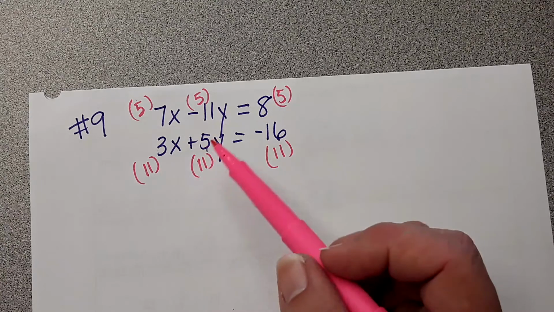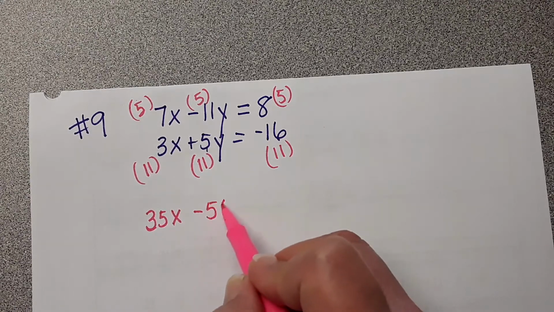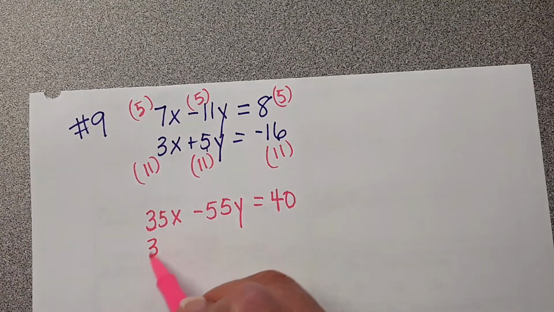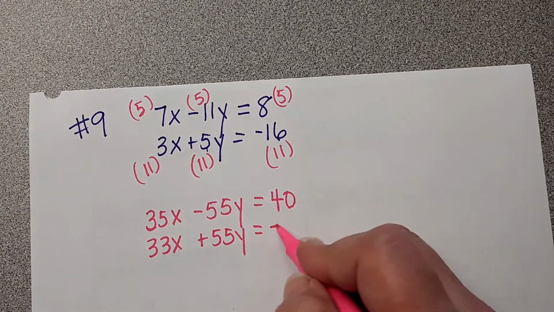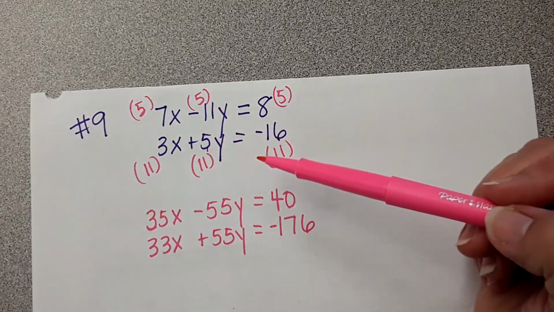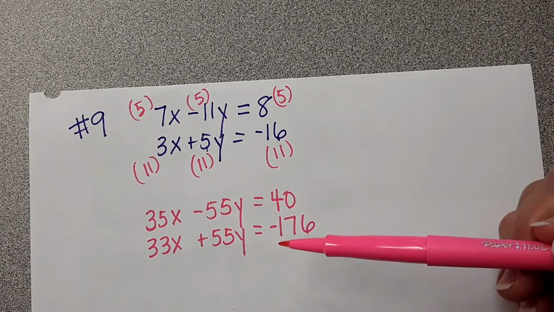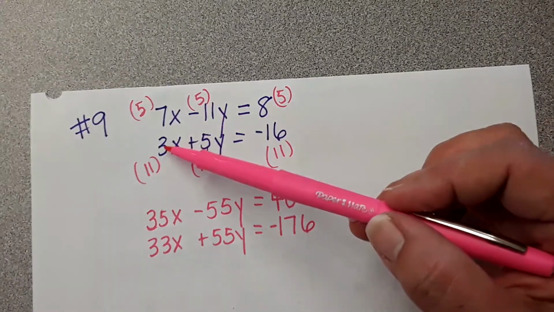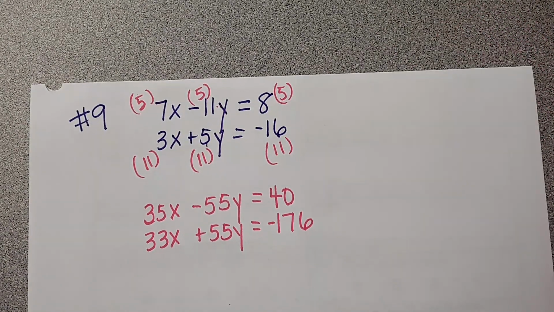And now I'm going to rewrite my new equation. So this new equation would be 35x minus 55y equals 40. The bottom equation would be 33x plus 55y equals negative 176. So again, I decided that I'm going to eliminate the y's. So the x's are different, the y's are the same. And the y's should be the same because I decided to eliminate them. I multiplied the top equation by 5 because that's the coefficient of this y. I multiplied the bottom equation by 11 because that was the coefficient of that one. And I think that's where the new video starts again.